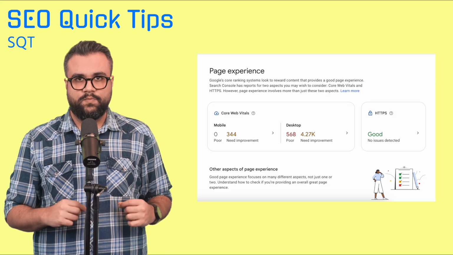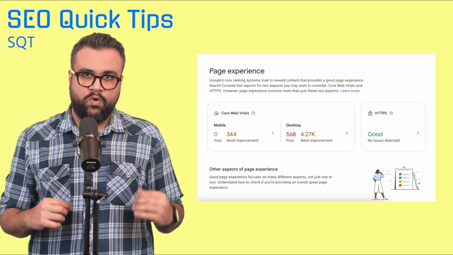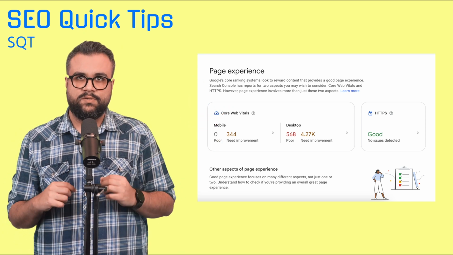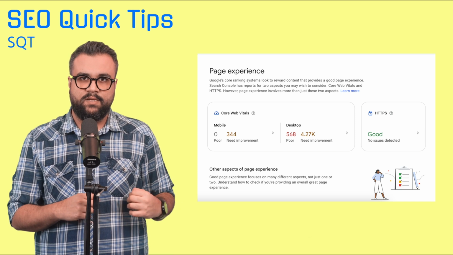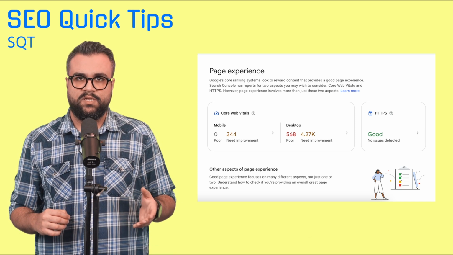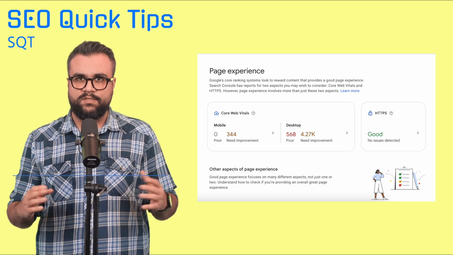Mobile Usability Report. With the increasing importance of mobile browsing, this report is a goldmine. It identifies pages on your site that aren't mobile friendly and provides specific issues like text too small to read or clickable elements too close together, and so on.